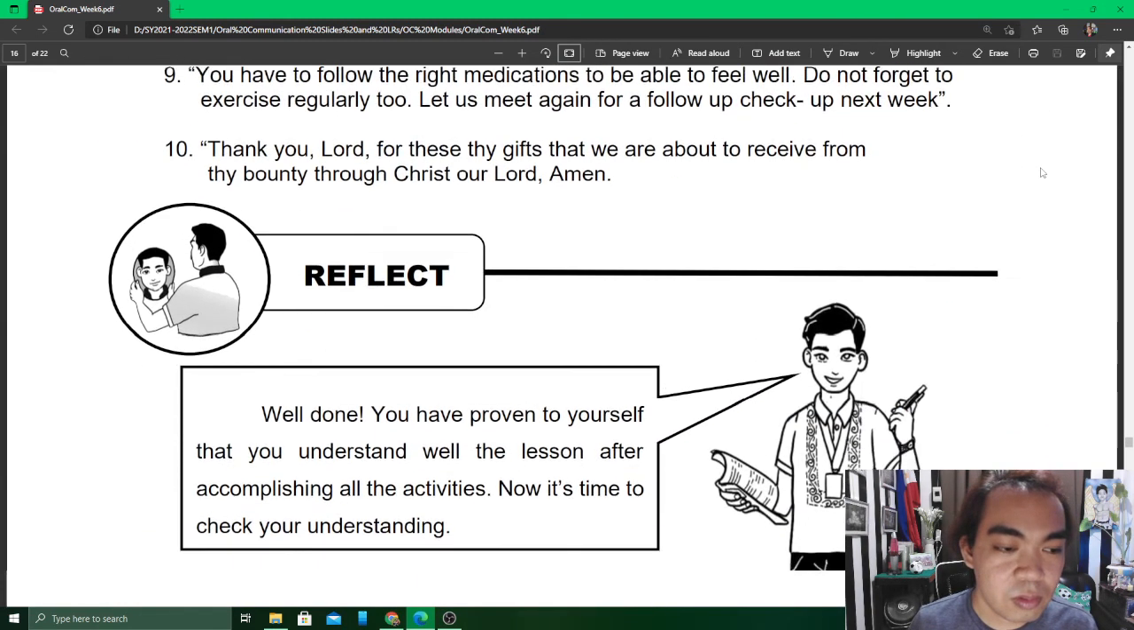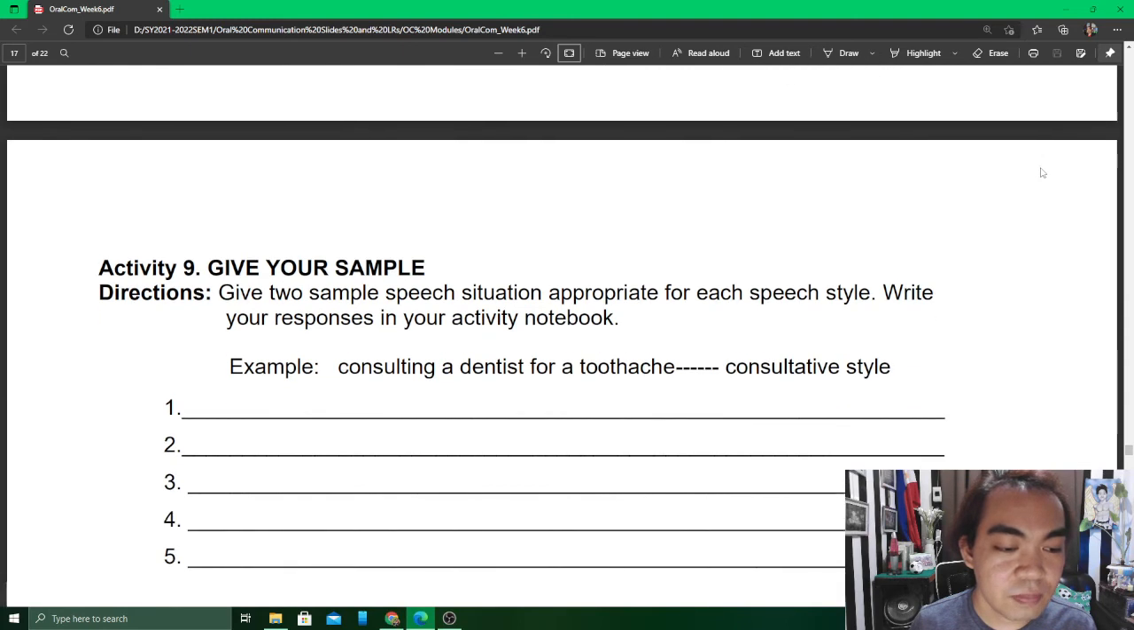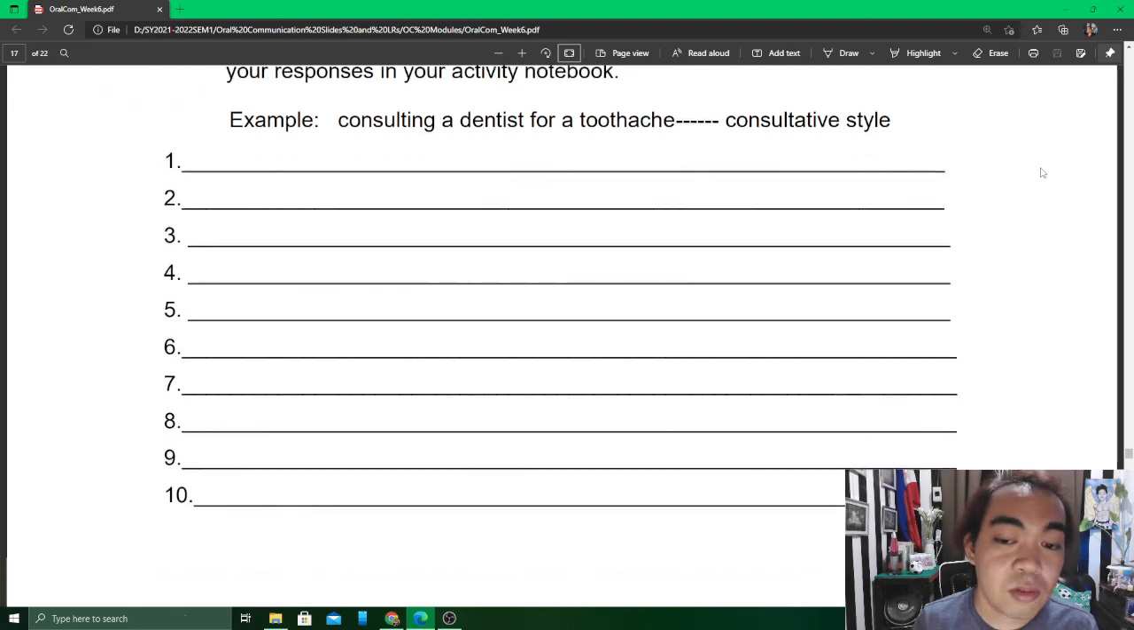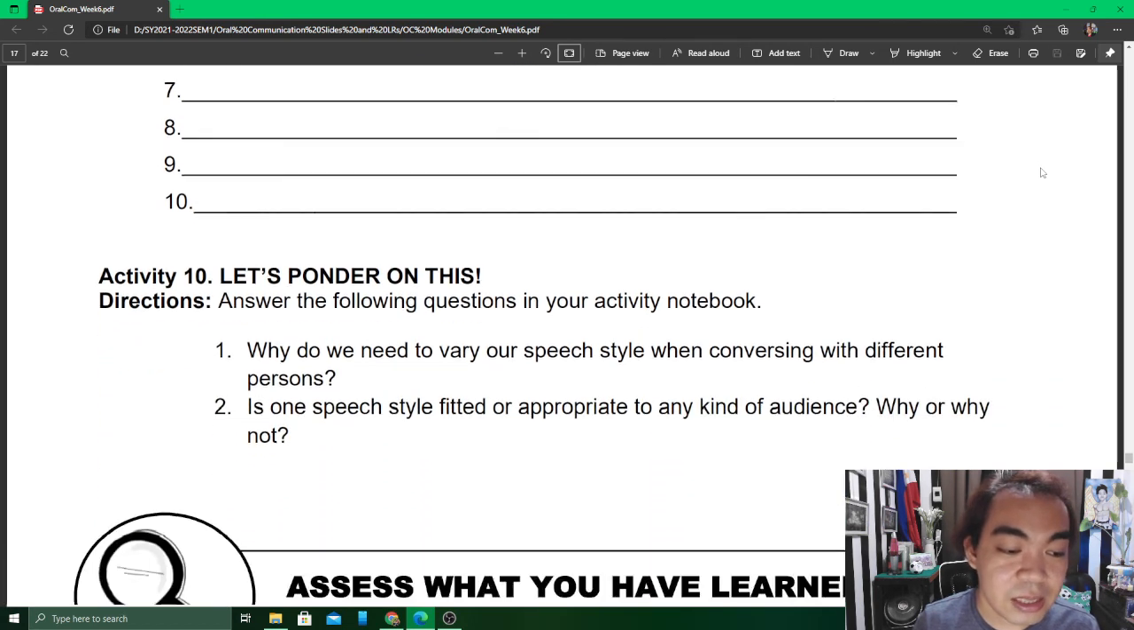Okay? So, we have here a reflection. Sa activity 9, give 2 sample speech situations appropriate for each speech style. Okay? For example, consultative style, consulting a dentist for a toothache. Okay? So, identify nyo ang mga speech styles. No? Tapos, hatag lang kamo sang duwa ka personal examples ninyo sang mga experiences or sang mga situations nga nahulog sa amon nga speech style.